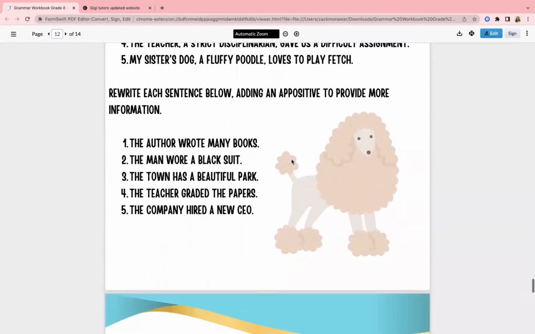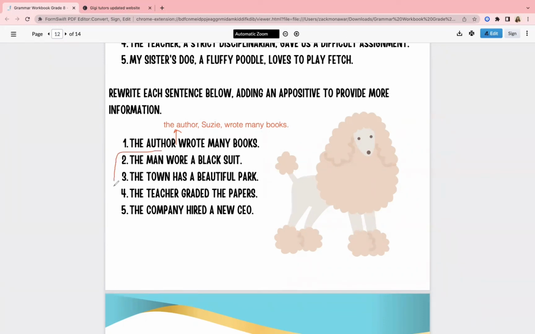So let's go ahead and now go to our second part of the practice. And this one you can do on your own. All you have to do is add an appositive to the sentence. So for this first one, the author wrote many books. I did the example, the author, Susie, wrote many books. Susie is just explaining a little bit more about the author.